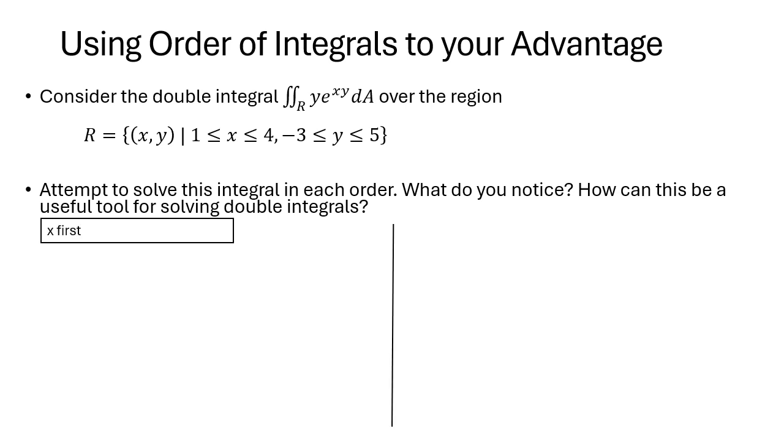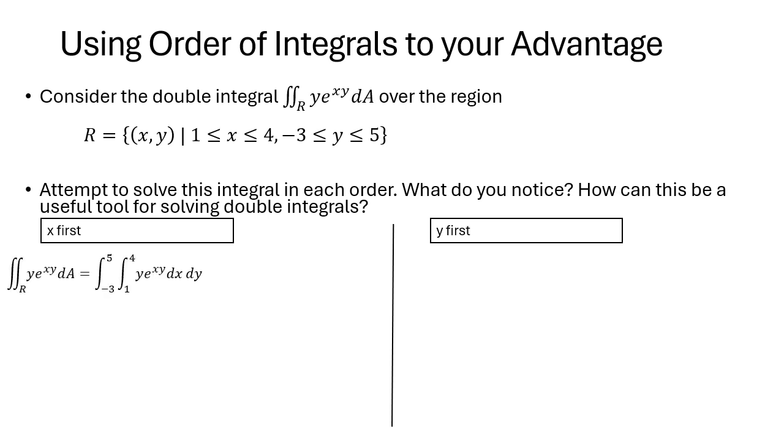So we're going to talk about integrating with respect to x first and integrating with respect to y first. By the way, the variable we integrate with respect to first should go on the inside. So integrating with respect to x first would mean placing the limits for x, 1 to 4, on the inside integral and dx on the inside. This results in the integral from negative 3 to 5, integral 1 to 4 of y e to the xy dx dy.